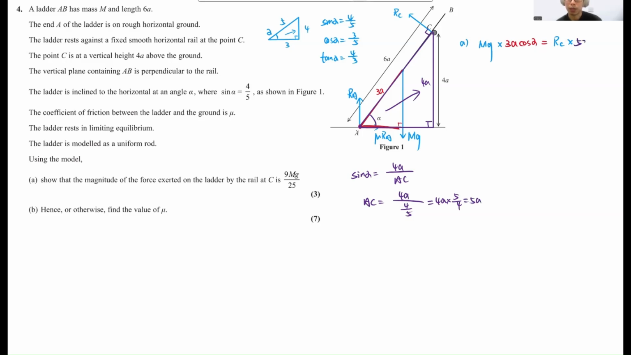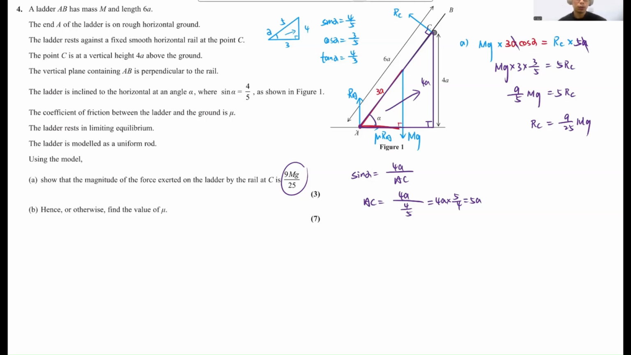So then RC times 5A would be the moments in the anti-clockwise direction. Now we just have to simplify this. First we can divide by A on both sides, and then mg times 3 times cos alpha, which is 3/5, is equal to 5RC. So then 9/5 mg is equal to 5RC, so divide by another 5. 9/5 divided by 5 is just 9/25 mg, which is what we want to show here, 9mg/25.